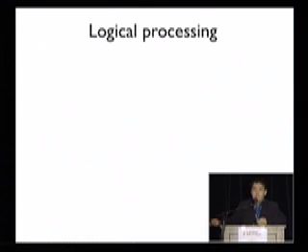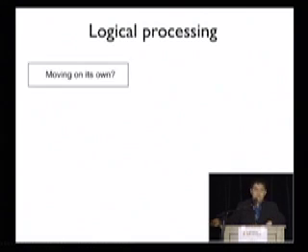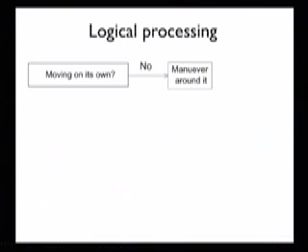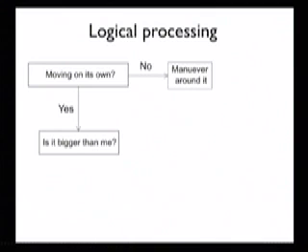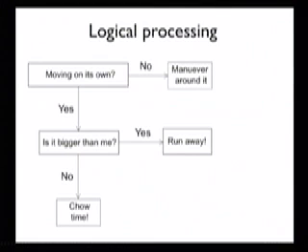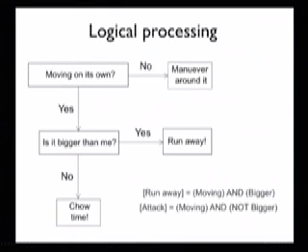Now, if you're the amoeba, at the risk of becoming too anthropomorphic here, you might first ask yourself when you see something on the horizon, is it moving on its own? If it's not, then you can probably maneuver around it and safely ignore it. If it is, then you have to ask a second question. Is it bigger than me? If it is, then you probably run away, and if it's not, you can start getting out your bib and start eating. So in terms of logic, this can be expressed in a form known as Boolean logic.